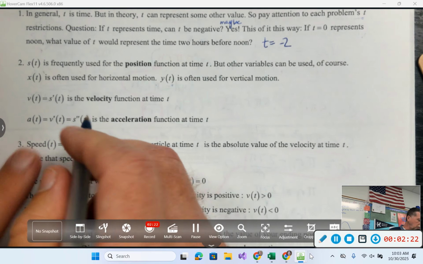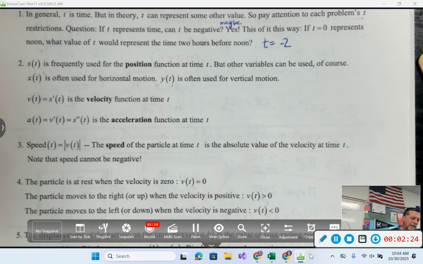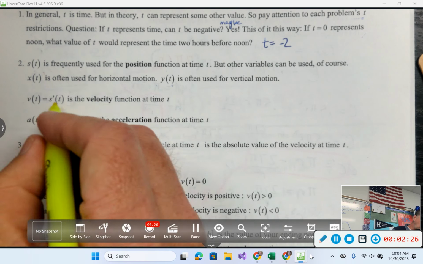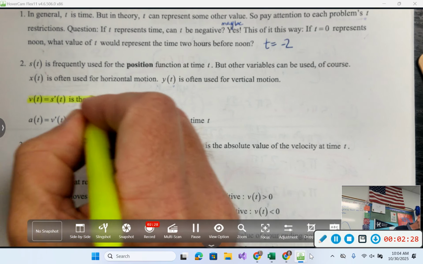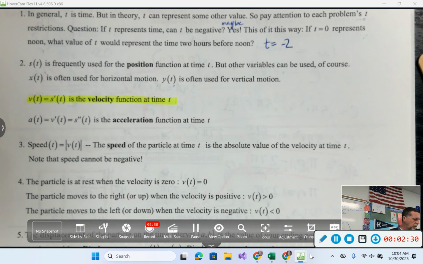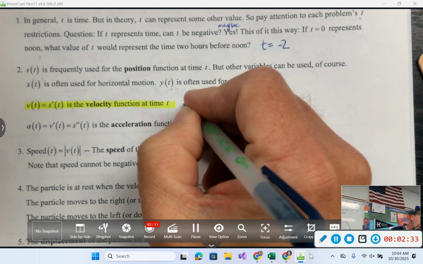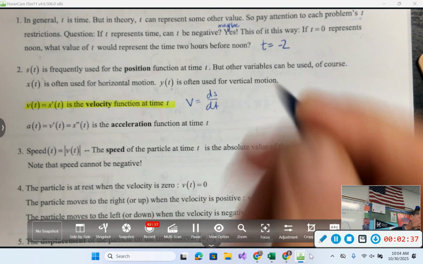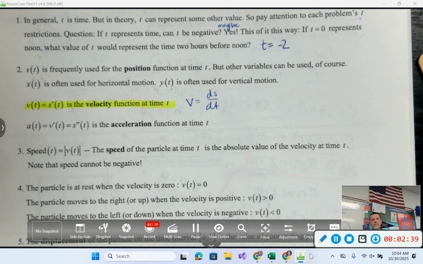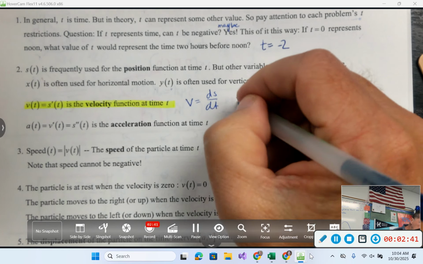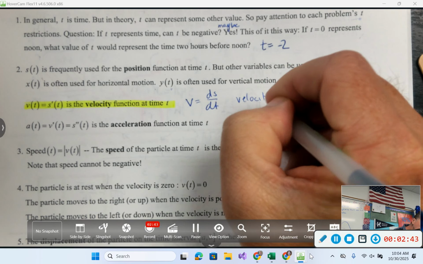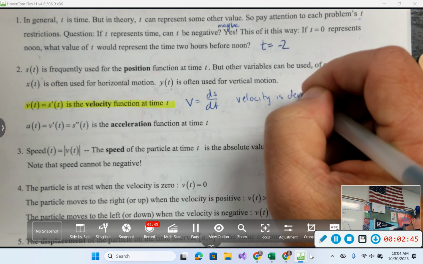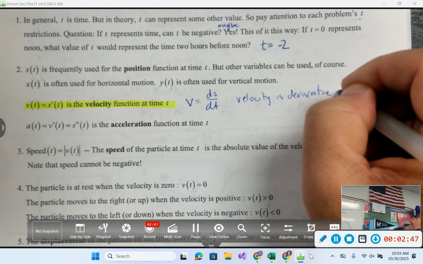Here's where things get important. v of t is s prime of t. So the velocity is the derivative of the position. Velocity is derivative of position. Maybe we should put that in words as well. Velocity is derivative of position.